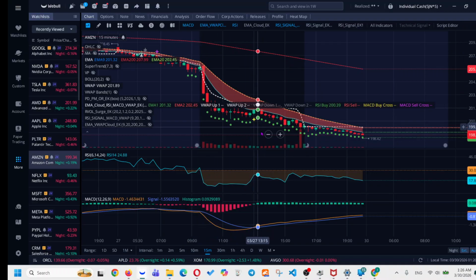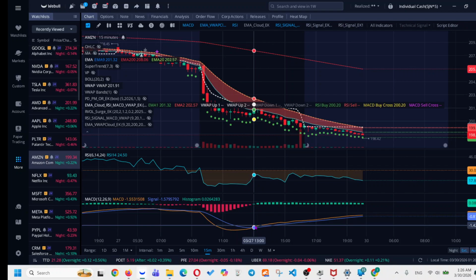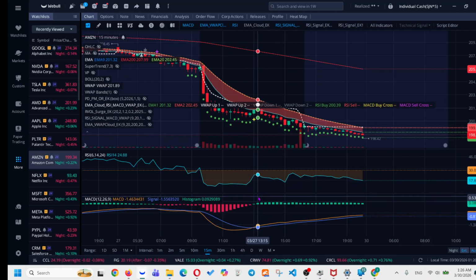Same thing for MACD. This yellow plus line over here is to show MACD cross up. So when the MACD crosses up, that's an indicator that the price action might turn bullish.